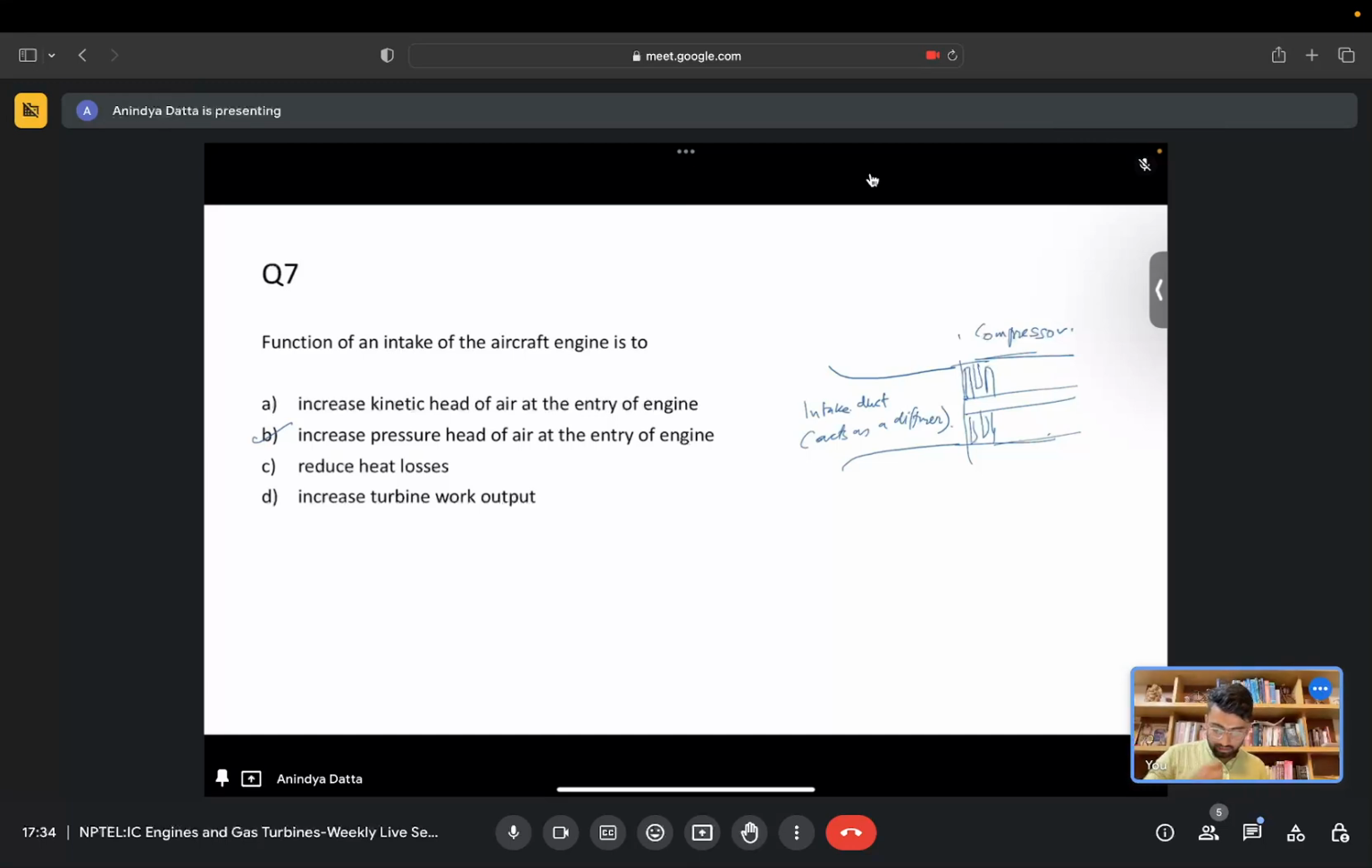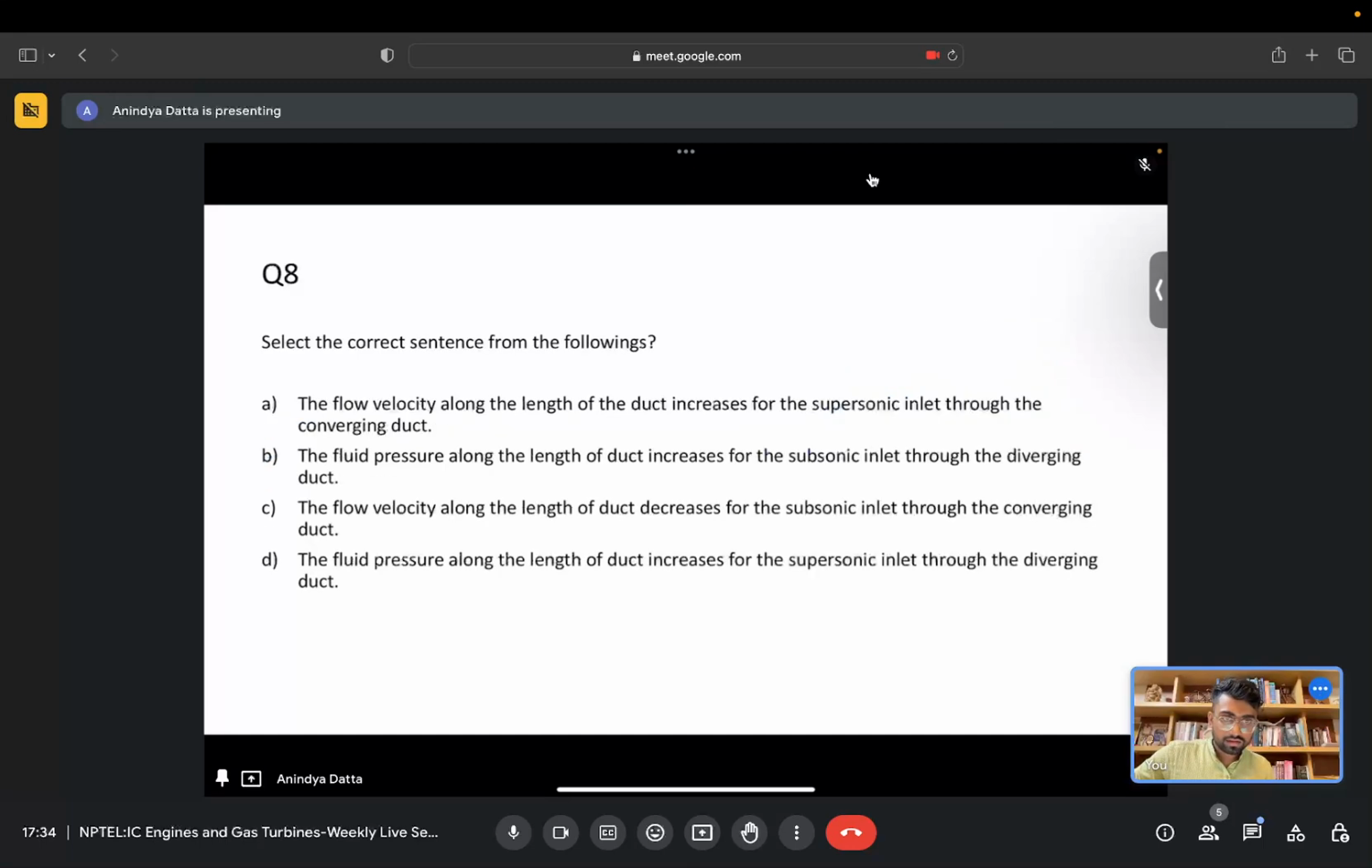Any questions so far? Okay, let's move on. Question 8, select the correct sentence from the following. Sorry, this is a typo. I will let you read the options carefully, and just type in which you think is the correct answer.